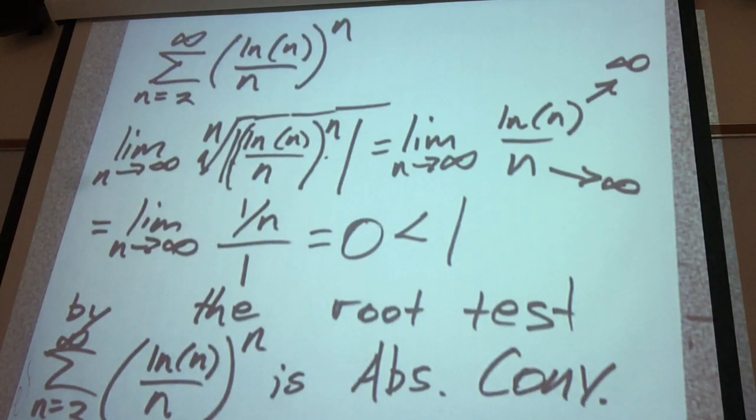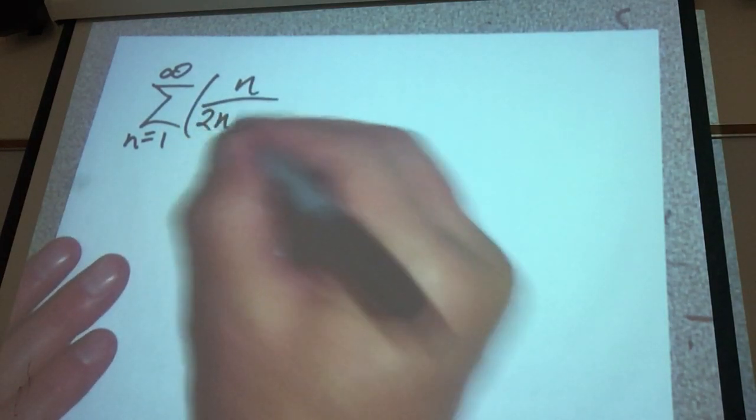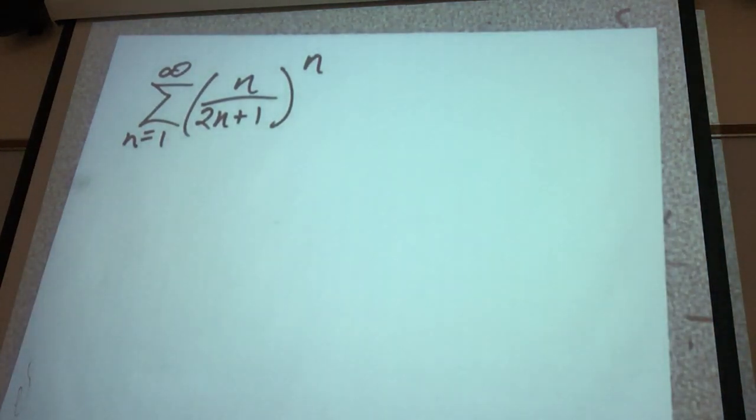All right, let's do another one. So, let's say we had something like, let's say the sum n which equals 1 to infinity of n divided by 2n plus 1, and then raised to the nth power. Okay, so we got an nth power. So the root test seems like it's going to be a good method for this one.